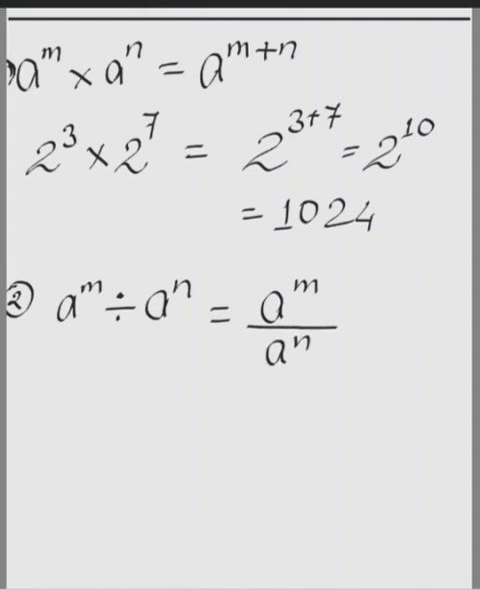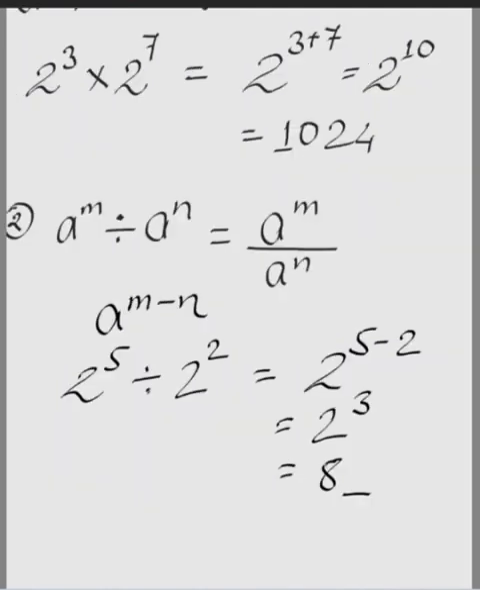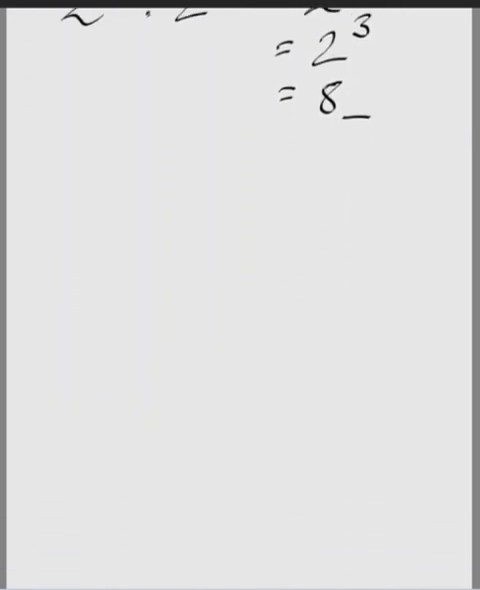Next formula is a power m divide a power n is equal to a power m divided by a power n. This is similar, right? If we write divide this way or this way, if divide is there, then we write a power m minus n. In a similar case, if we write 2 power 5 divide 2 power 2, then it's 2 power 5 minus 2, 2 power 3, which is equal to 8.